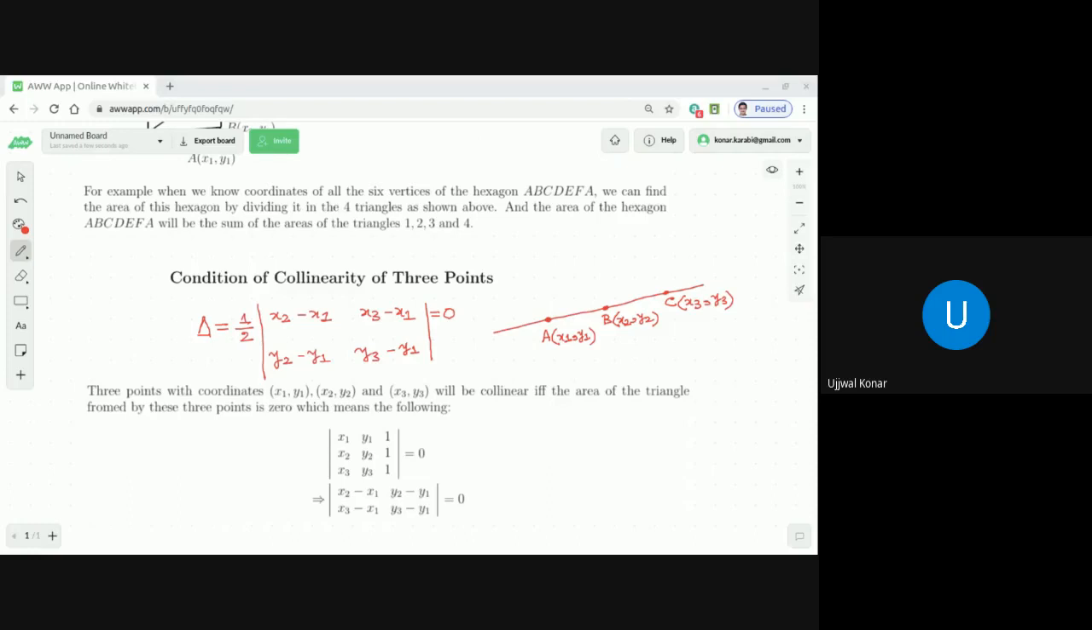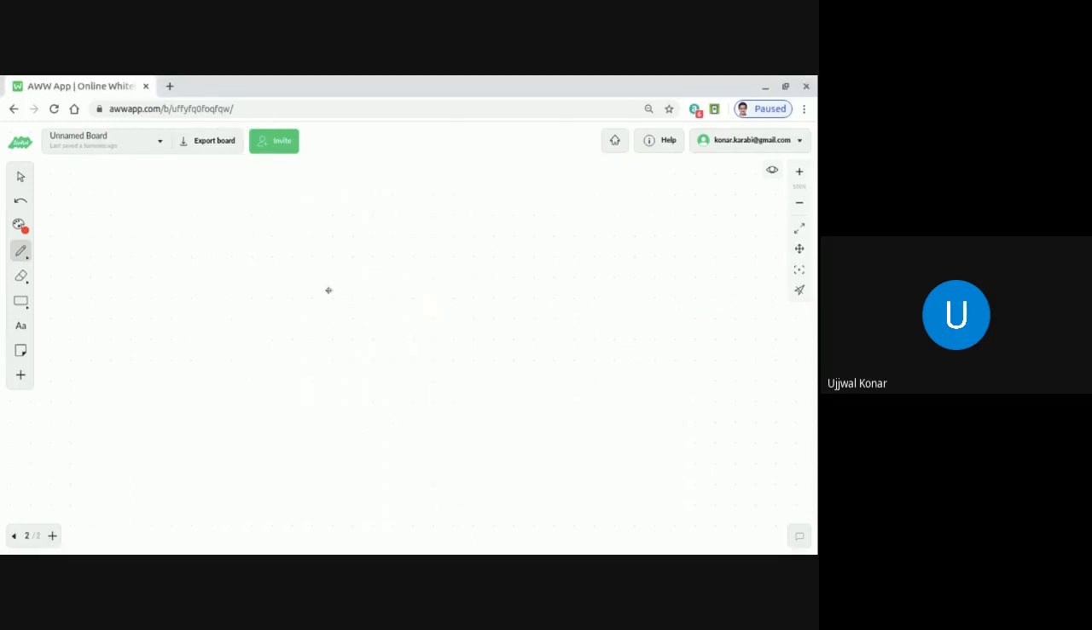Okay, a reflection of a point with respect to a straight line. Let me explain the problem a little bit. What is meant by that? What is meant by this reflection of a point with respect to a straight line? So think about that.